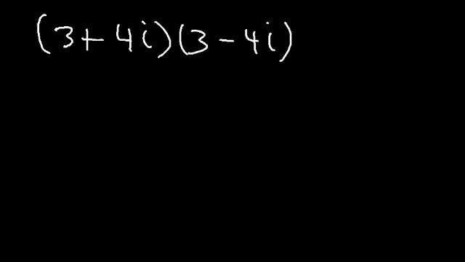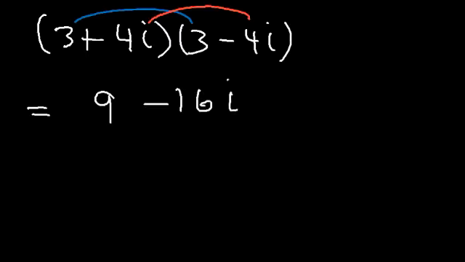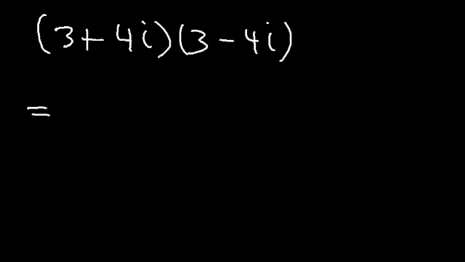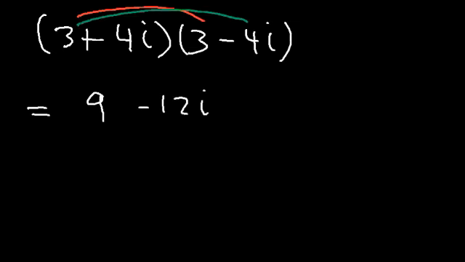So here's the quick way to get the answer. It's going to be 3 times 3, which is 9, and 4i times negative 4i, which is negative 16i squared, and i squared is negative 1, so that's plus 16, which is 25. Now that's the fast way, but I'm going to show it to you by FOILing the entire problem. So 3 times 3 is 9. 3 times negative 4i is negative 12i. 4i times 3 is positive 12i.